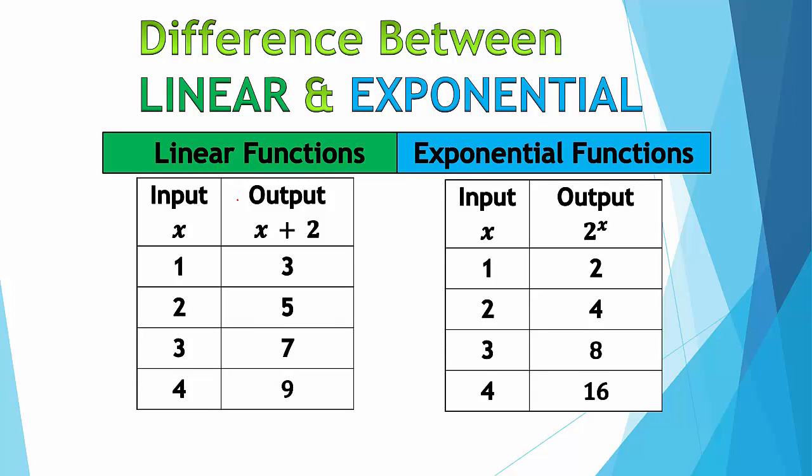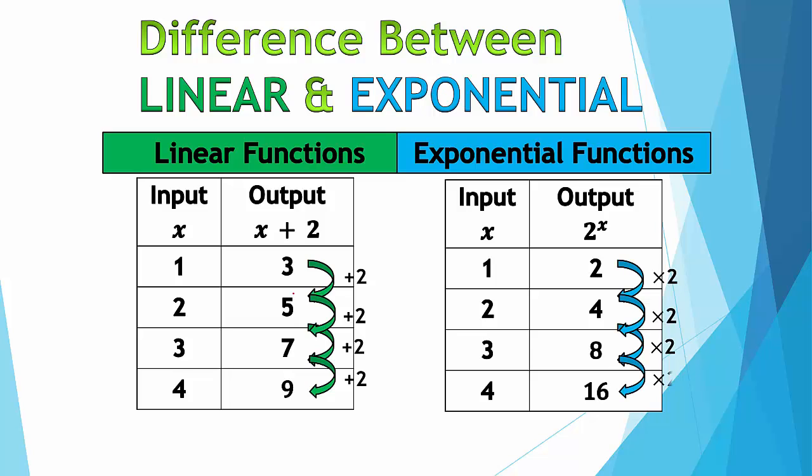Okay, with linear functions, your y values increase by adding each time. So in this case, we're adding 2, and it increases by the same amount each time. With exponential functions, we increase by multiplying, and multiplying by the same number each time. So we're multiplying by 2 each time.